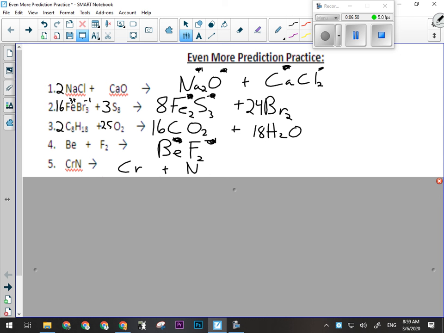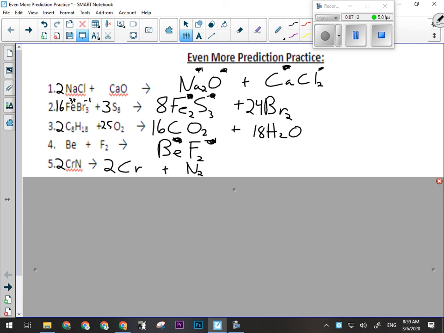Chromium's a metal, so I don't have to worry about that. But nitrogen is a special element and always comes as a 2. So now I need to go back and balance the whole reaction. Nitrogen's out of balance, so I need to put a 2 here. When I do that, it makes 2 chromium, so I need to put a 2 there in front of chromium.